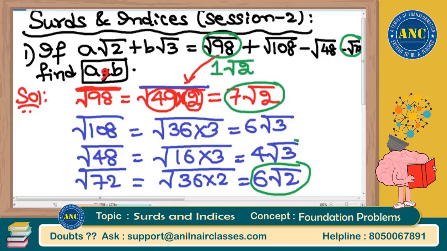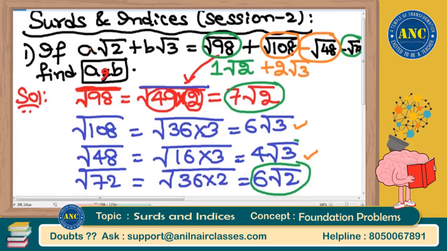Similarly, root of 108 is 6 root 3. Root of 48 is 4 root 3 with a negative sign. So it is 6 root 3 minus 4 root 3, which is nothing but 2 root 3. So it is plus 2 root 3.